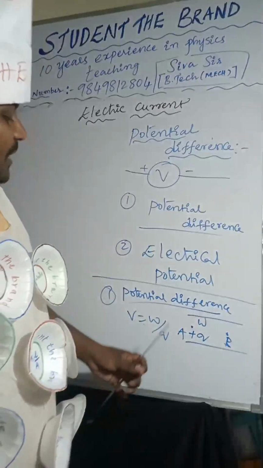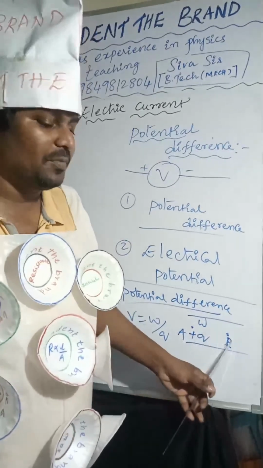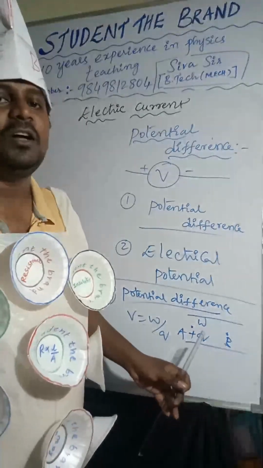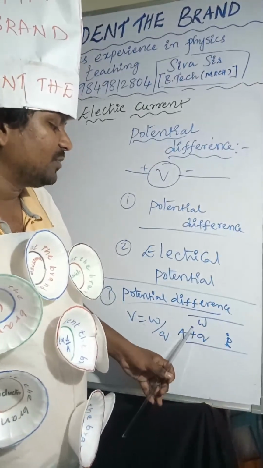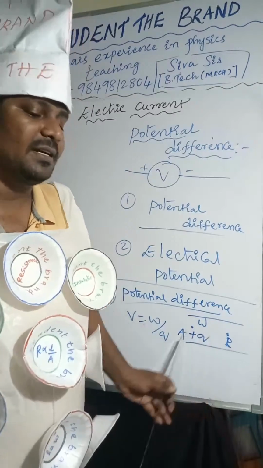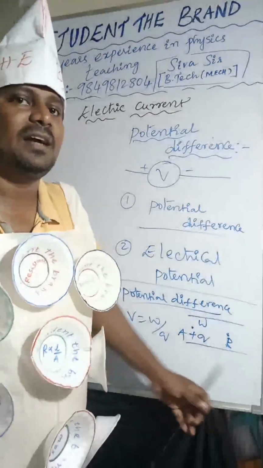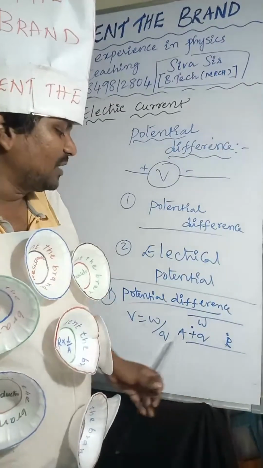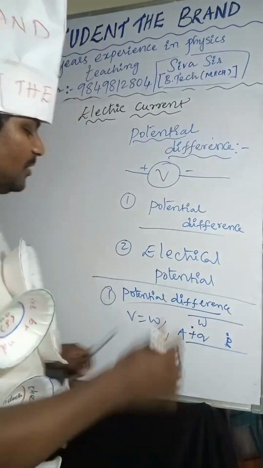So here you are doing work done to bring unit positive charge from one point to another point within the conductor. Work done to bring unit positive charge from one point to another point within the conductor is called potential difference.